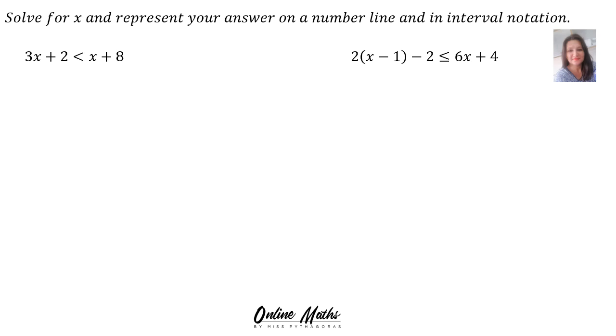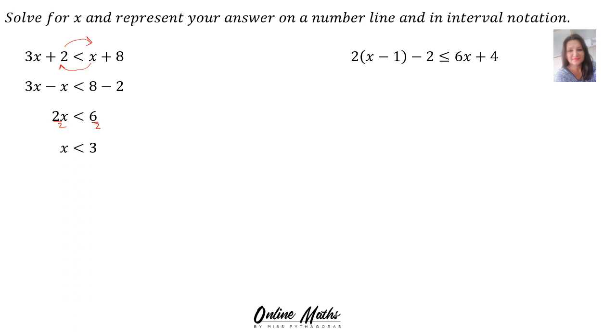Solve for x and represent your answer on a number line and in interval notation. Now you will see there's your inequality and you will deal with the inequality exactly the same way as you would with an equation. So what we will do is the 2 will walk across so that all the numbers are on the one side and the x will walk across and it becomes 3x minus x smaller than 8 minus 2. Then on the left hand side, 3x minus x is 2x, smaller than 8 minus 2 is 6. And then we divide by 2 both sides and x is smaller than 3.